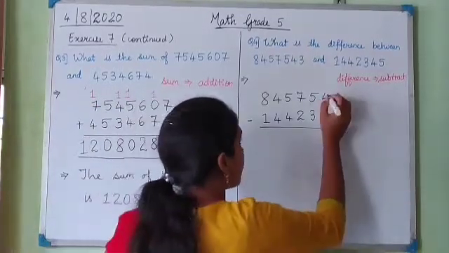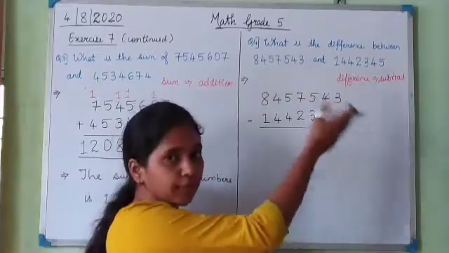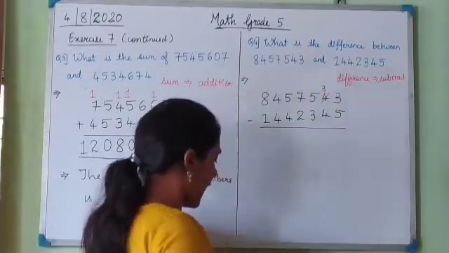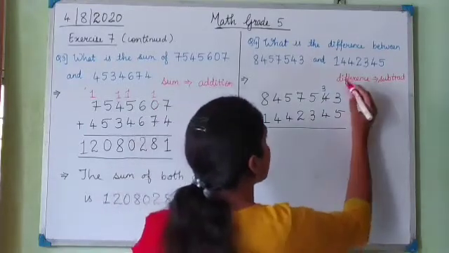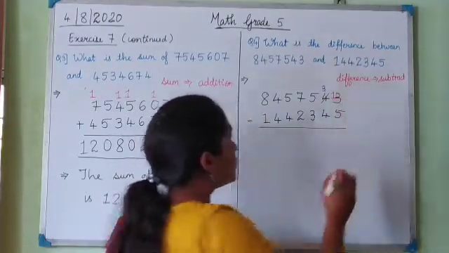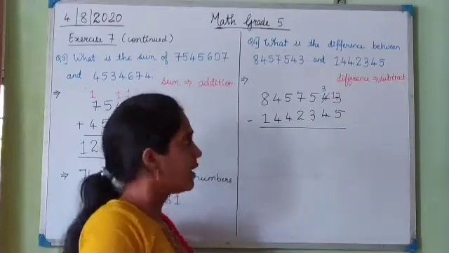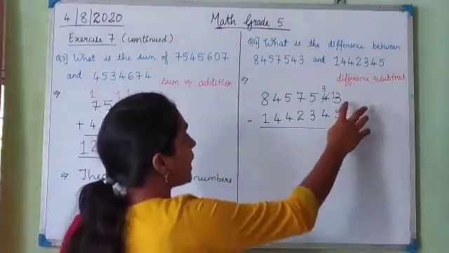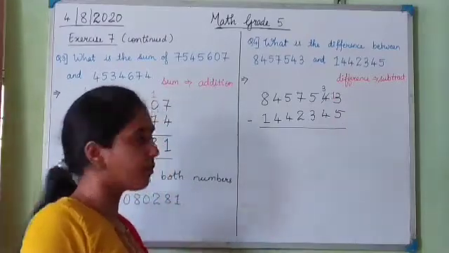Okay, so after 4 gives 1 to 3, it becomes 3 here, right? And this number 3 now becomes 13, because we put a 1 here. So 13 minus 5 is how much? We have to subtract 5 from 13.